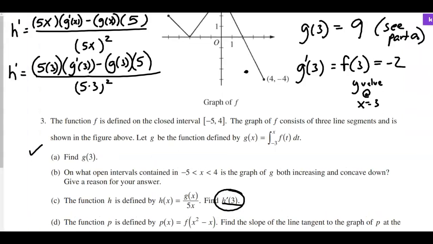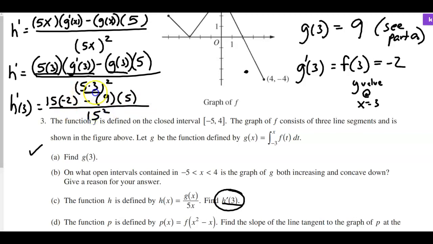Let's go ahead and start simplifying here. So we have h prime of 3 is going to be equal to 15 times g prime of 3, which we said was -2, minus g of 3, which we said was 9, and the bottom here is 15 squared. 5 times 3 is 15. And since this is an FRQ, we really don't have to simplify this, so we could stop there. I think I'll go ahead and simplify it just because I want to, but you don't have to. This is good enough because from here on out it's just basic math.